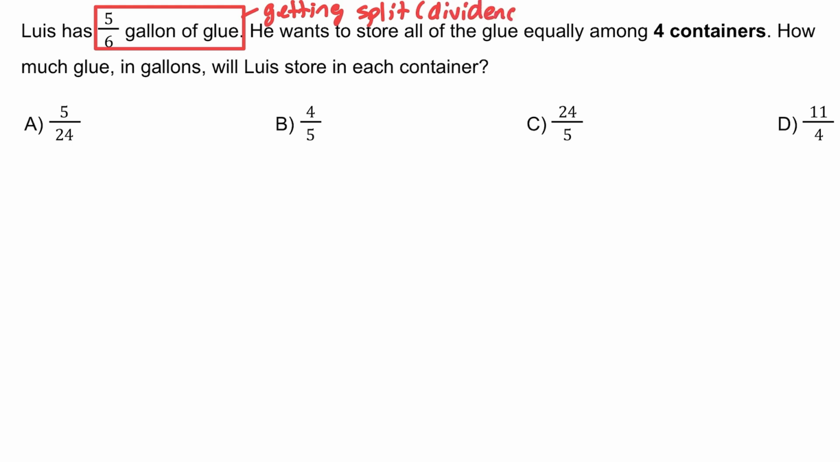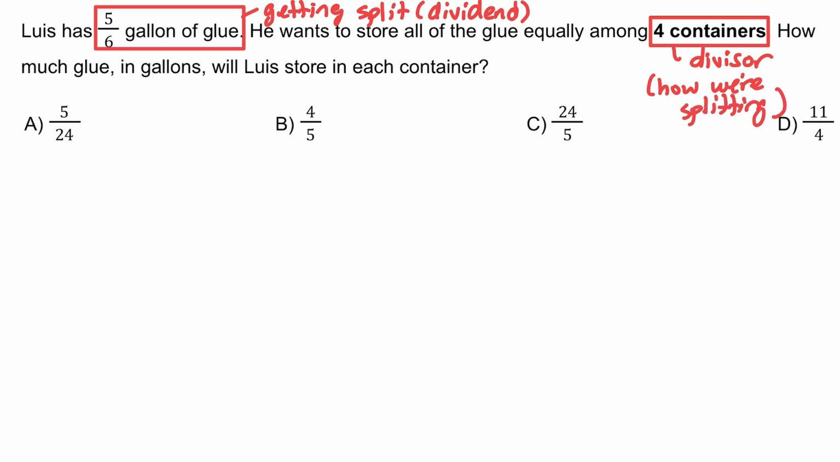And I want to make sure I'm very clear. It's not the dividend because it's the first number in the word problem. It's the dividend because it's what's getting split up. And how exactly are we splitting it? Well, we're splitting it among 4 containers. So we have this glue, the 5/6 of a gallon, and we're splitting it equally in 4 containers. So that makes the 4 containers our divisor. And it's our divisor because it's telling us how we're splitting up the glue.